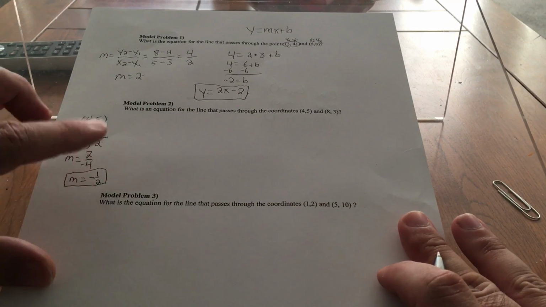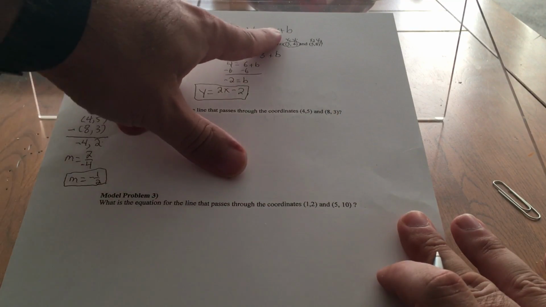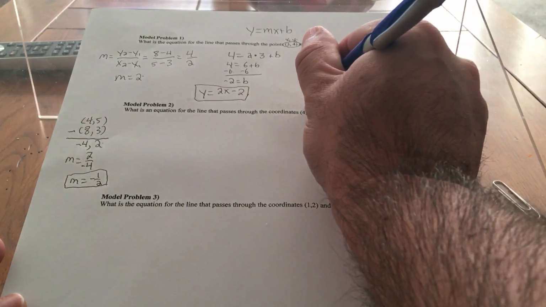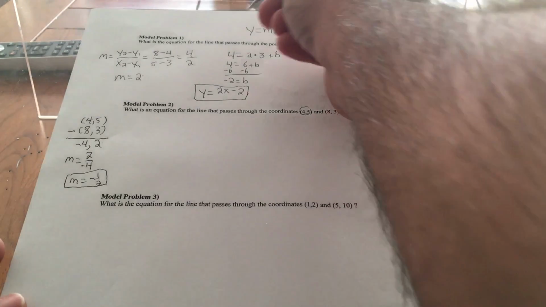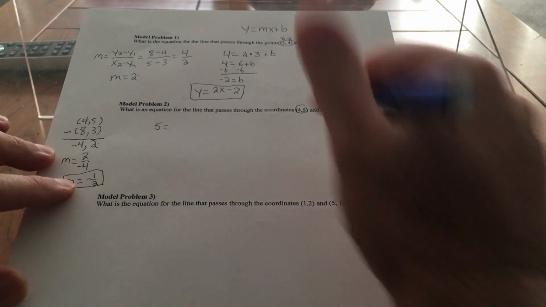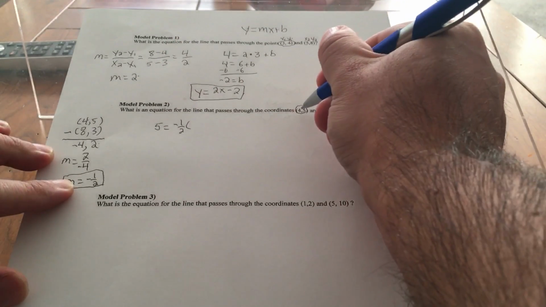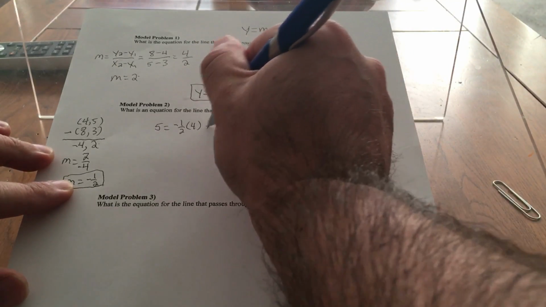Second step, we take m and then we pick one of the coordinates. It doesn't matter which one. And we're going to plug it into this general equation where we see x and y. So let's go with the first coordinate, to make our lives easier. It looks like smaller numbers. The y coordinate is 5, so that's the first thing in our equation. So 5 is equal to m, which is -1/2, times the first coordinate, which is x, and that's 4, plus b.